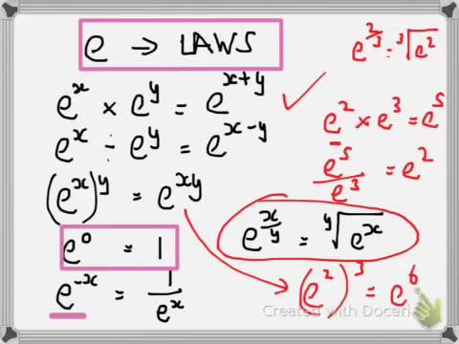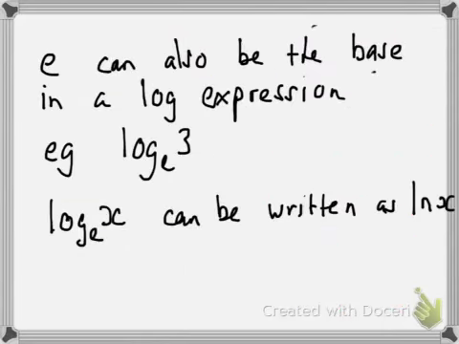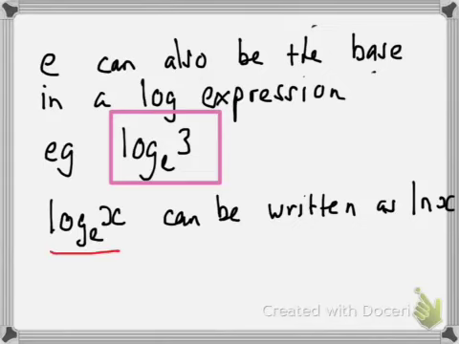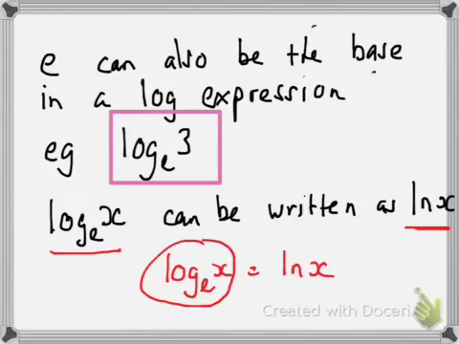So there's a bit of a rundown there on the laws dealing with e. e can also be the base in a log expression. So for example, we can have log 3 to the base e. Now, log base e expressions can also be written as ln x, sometimes called ln x. So they are equivalent. I'll just write them out again so it's very clear: log x to the base e, ln x. I tend to do the left-hand one. So when you see me do problems, I rarely use that terminology, although it does come up in questions and in our books on occasions.